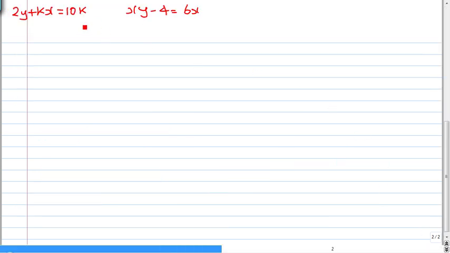From here, shall we make y the subject? So 2y equals 10k minus kx. Positive kx, you bring it to the right hand side of the equation. y equals (10k minus kx) over 2.